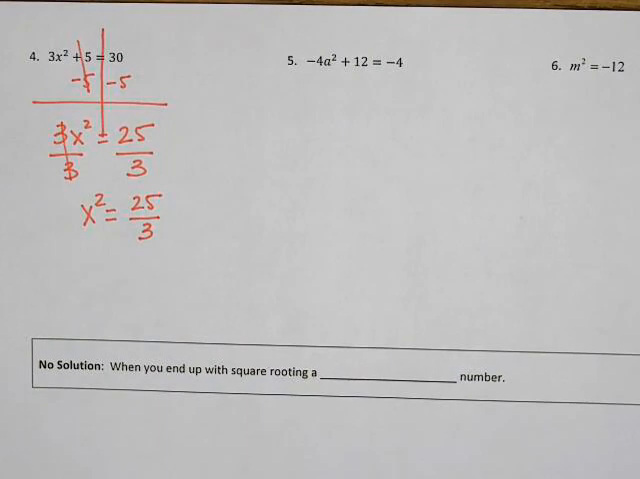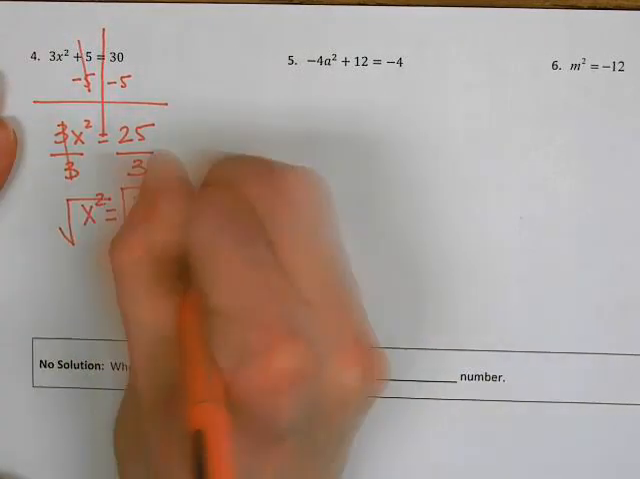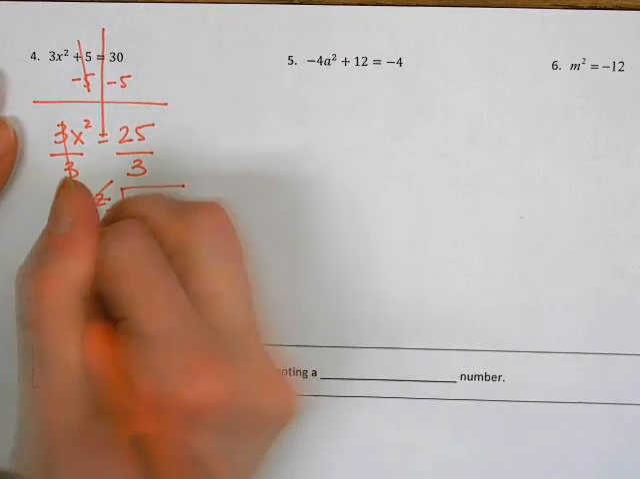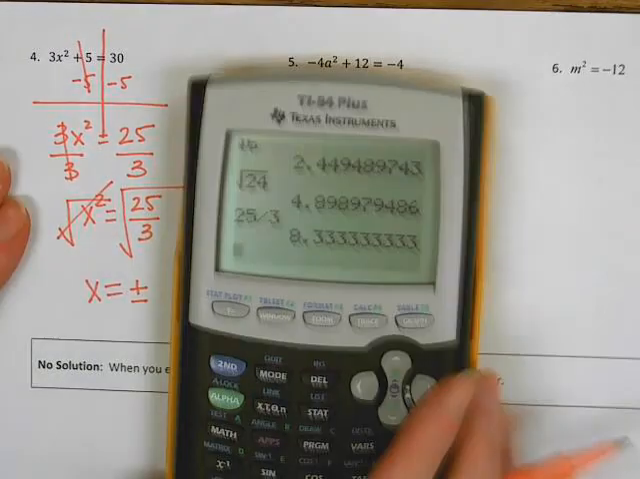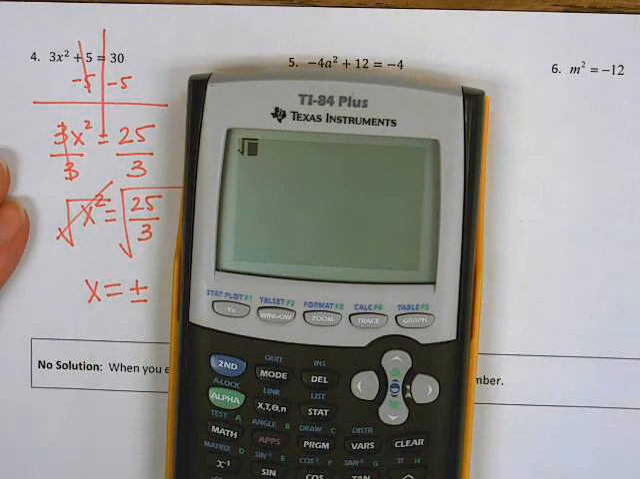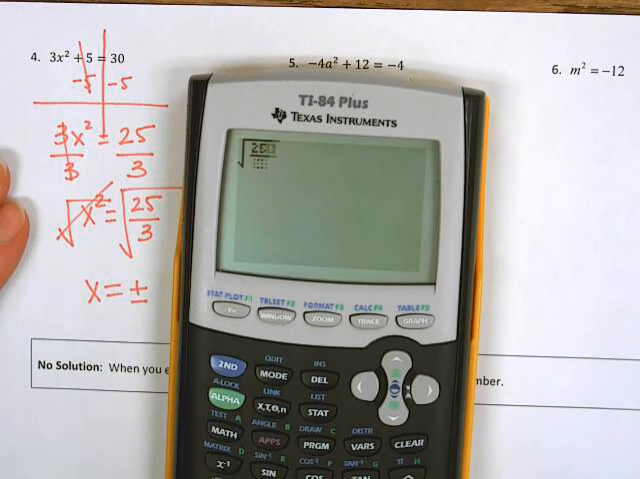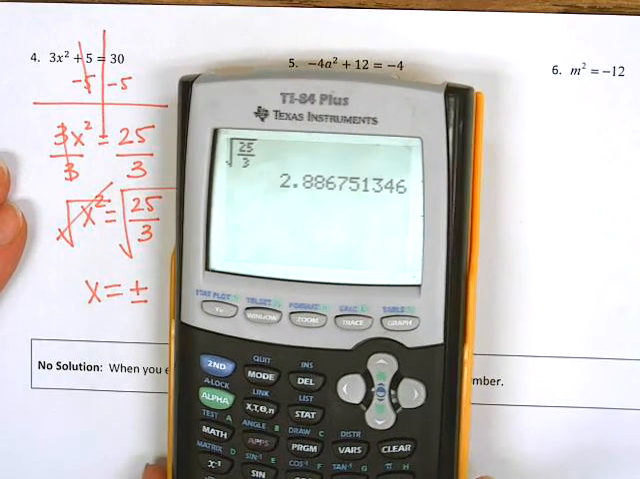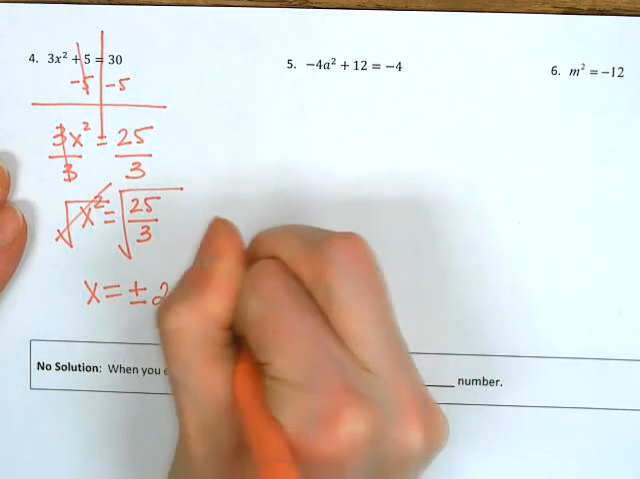If you'd rather get it as a decimal, that's fine. All right, now that we're isolated, we get to square root both sides. And I'm going to need a calculator for this. x is plus or minus the square root of the fraction 25 over 3. Okay, the square root of 25 thirds, and that's 2.89. So plus or minus 2.89.